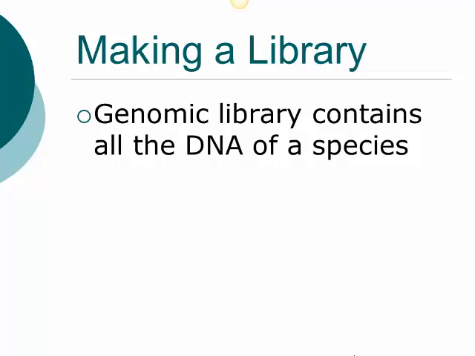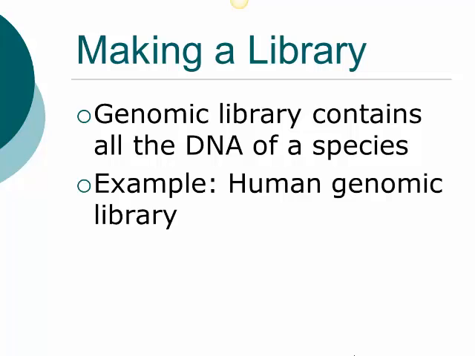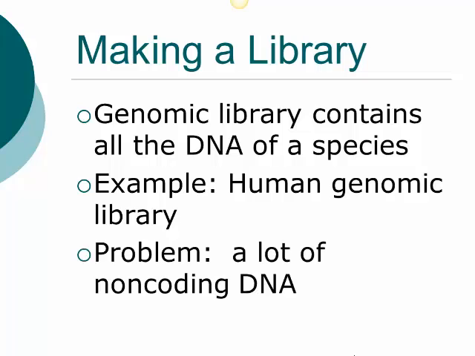Making a library. So a library is a collection of all the DNA that would be in a given organism. And so a genomic library contains all of the DNA of a given species. That's a lot of DNA, and that includes coding and non-coding DNA. And so we do have a human genomic library, but that's a lot of DNA, a lot to work with, and it makes it very difficult. It's billions and billions of bases of DNA.